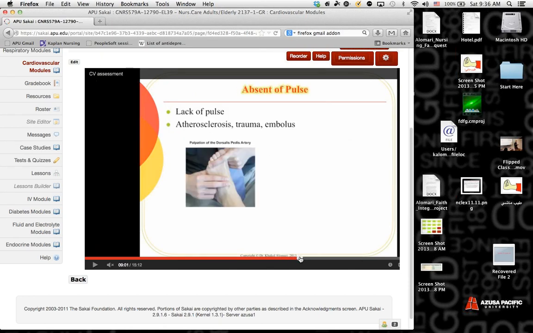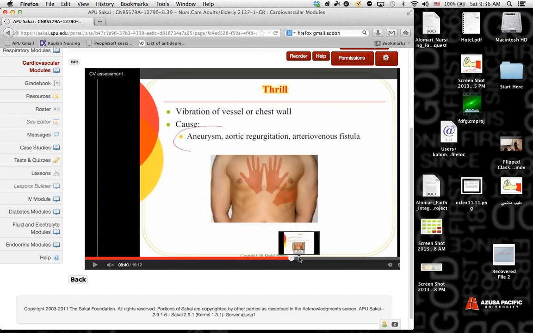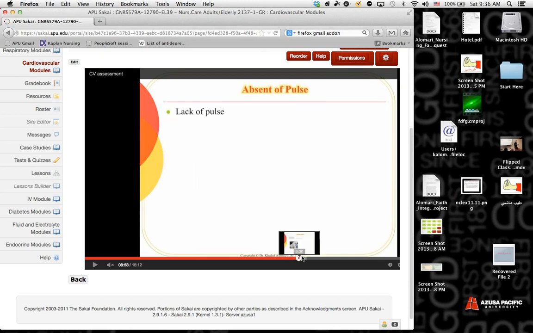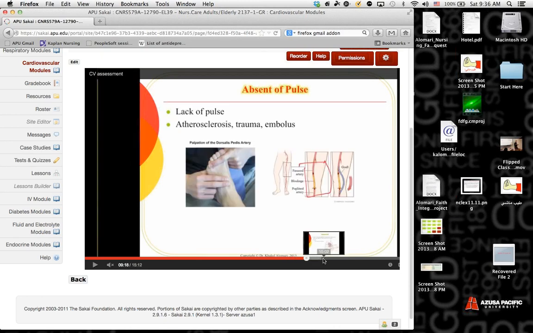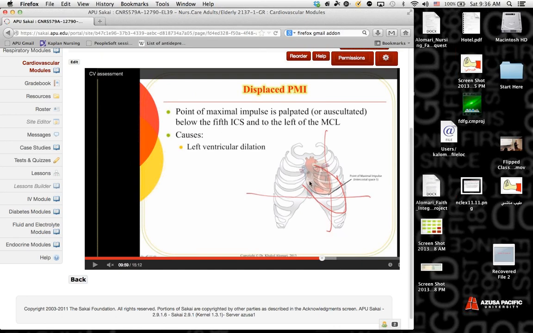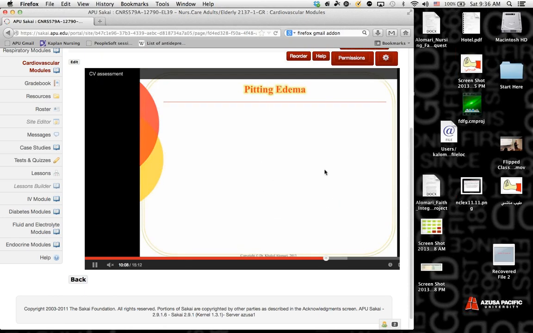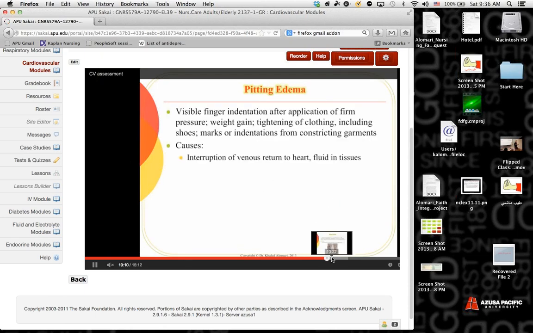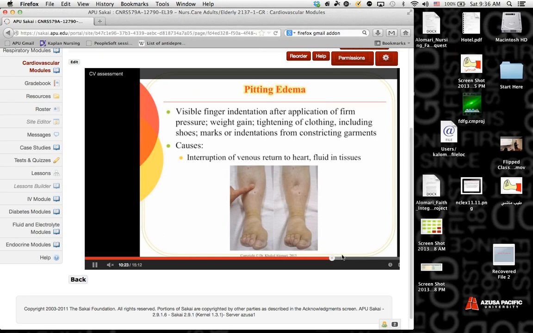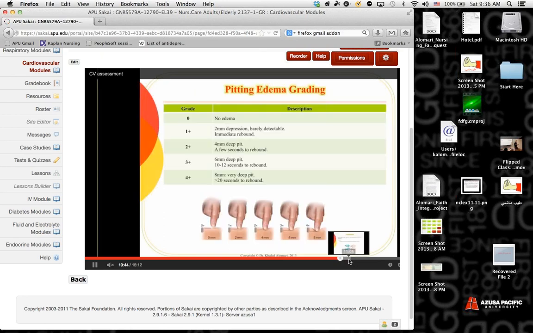And you can just go through all these differences. You need to know what is normal and what is abnormal. Displaced PMI, you know now, this is classical. The only reason for this displacement is that the ventricles got larger, hypertrophied, and now it's in the sixth, for example, intercostal space instead of the fifth intercostal space. Okay, you know, pitting edema and how to grade that.